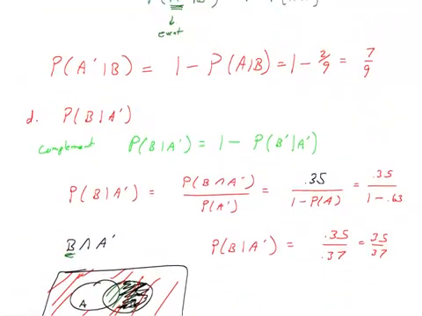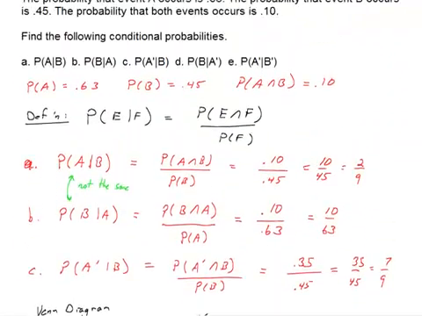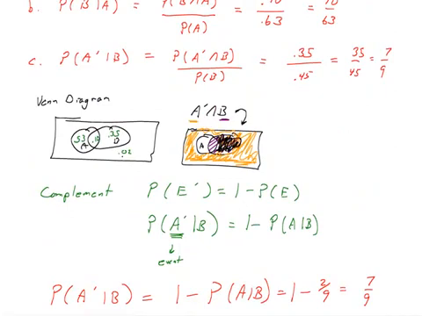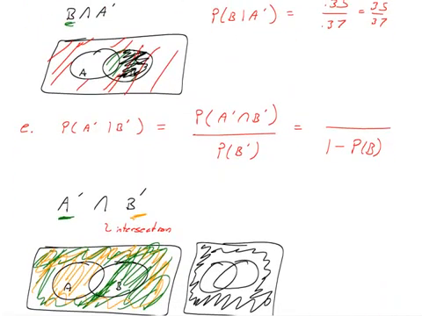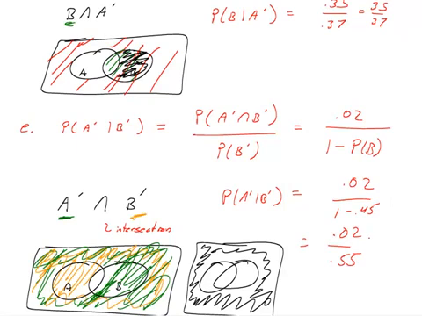And so if we go back here to the Venn diagram we set up, we see that the outer region is 0.02. So I have 0.02 here. A complement given B complement is 0.02 over 1 minus 0.45, which gives us an answer of 0.02 over 0.55, or 2/55.